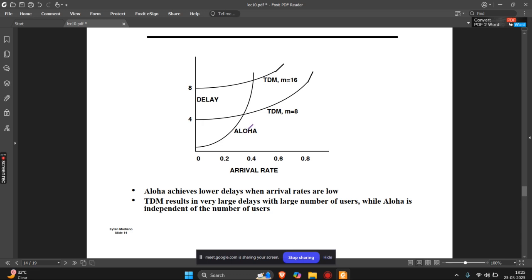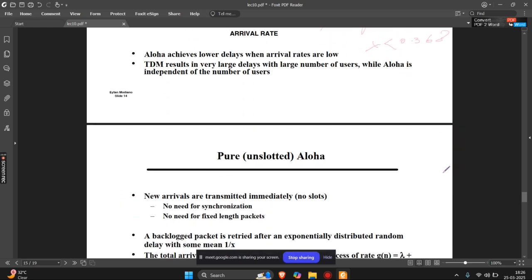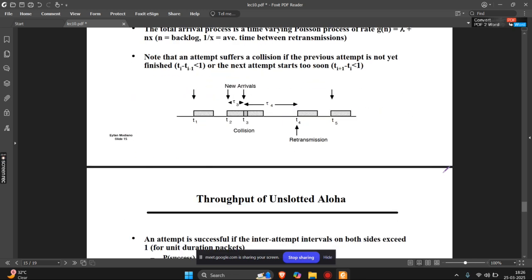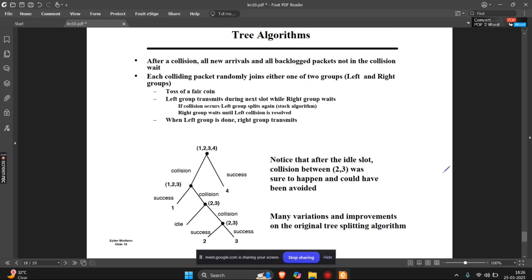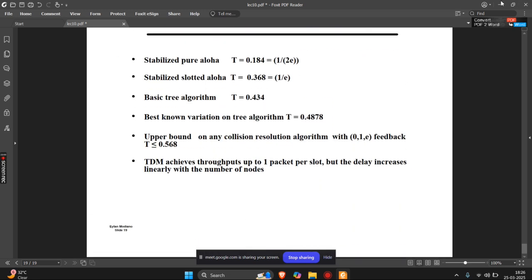So here we can see that at small arrival rates, we have lower latency and higher throughput when we are using ALOHA. But when the arrival rate increases, the backlog increases, and the backlog goes to infinity. So ALOHA has a huge backlog, so huge delay. Whereas TDM is moderate in that regard. So ALOHA is suitable for low intensity traffic. So this is slotted ALOHA.